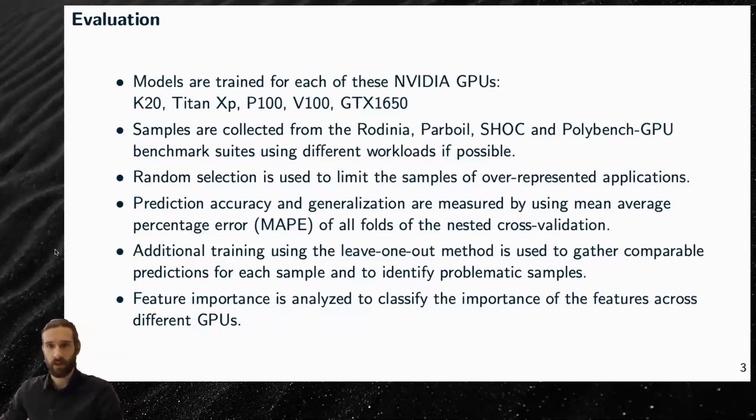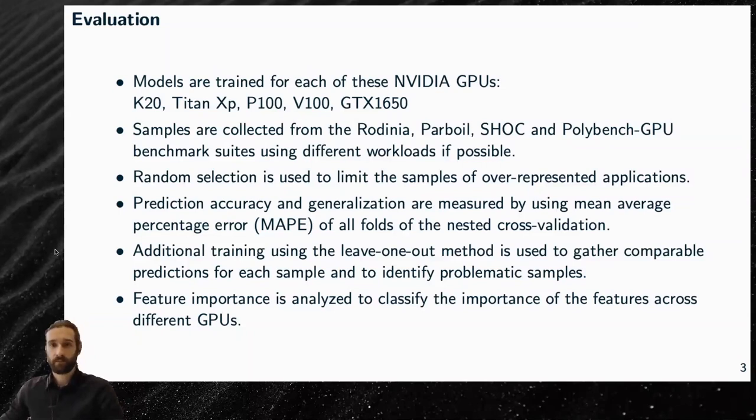But we then reduce this database again for some applications that have lots of samples of the same kernels, in order not to bias the models against these applications. We measure prediction accuracy and generalization by using the mean average percentage error, and we do that on all folds of the nested cross-validation. We also perform leave-one-out training to get comparable results for each sample and to identify problematic samples.